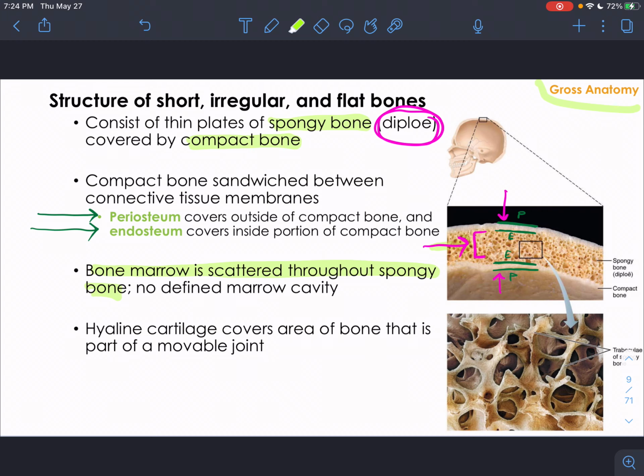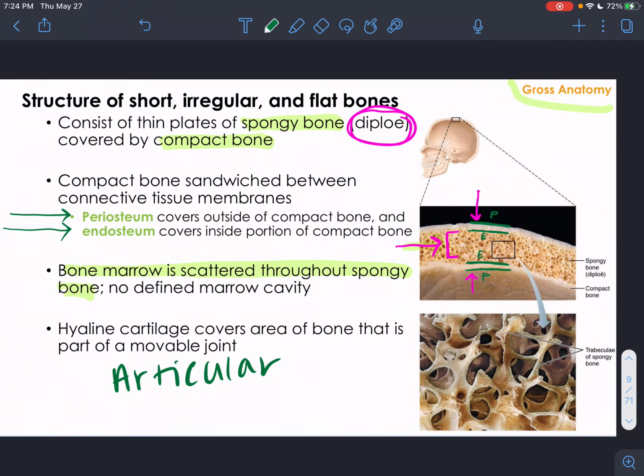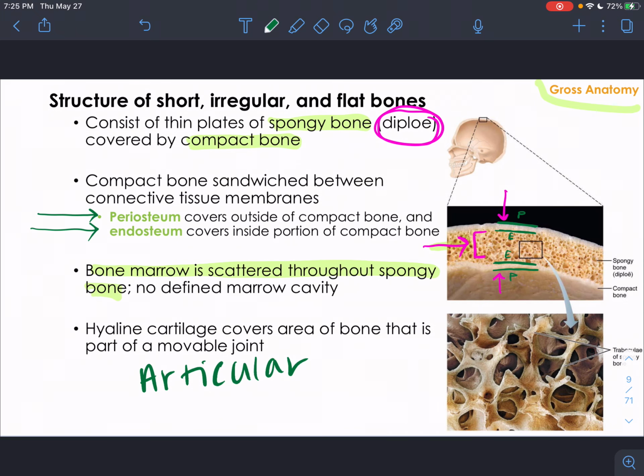And then you have hyaline cartilage that's covering areas of the bone that's part of the movable joint. Remember, that's called articular cartilage. You can see the spongy areas, called trabeculae. All of this spongy part, these little pieces, are trabeculae.